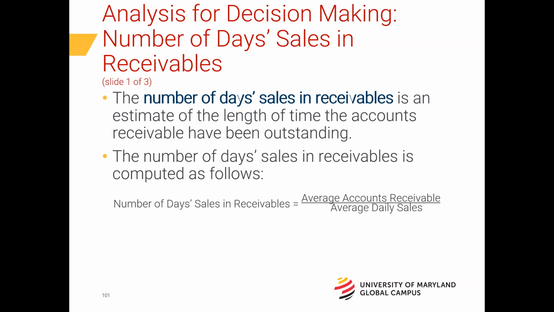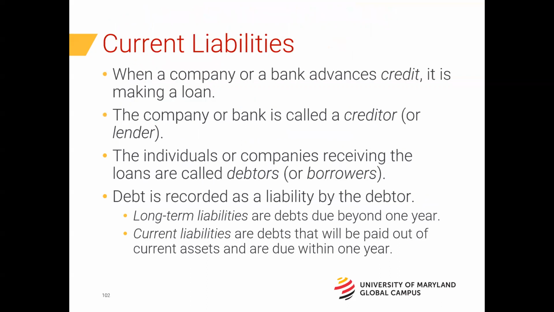Another type of ratio would be average number of days in account receivable. What this does is it tells us the average number of days that your total accounts receivable has existed. In other words, how long does it remain in accounts receivable? This ratio is average account receivable divided by average daily sales. Again, how do you find the average? Well, you take the total amount divided by 365. It's your average.